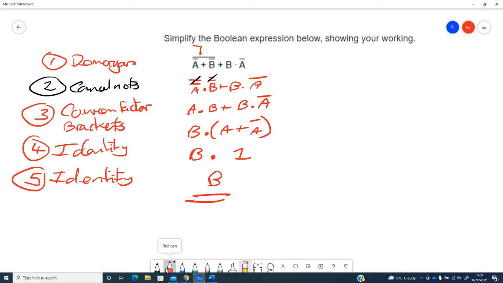So we used De Morgan's at the beginning, split the line, changed the sign. We cancelled our nots. We found a common factor and took outside of brackets. We then used identity for A or not A being 1. And then we looked at identity again for B and 1 always being B. And so we solved the problem.